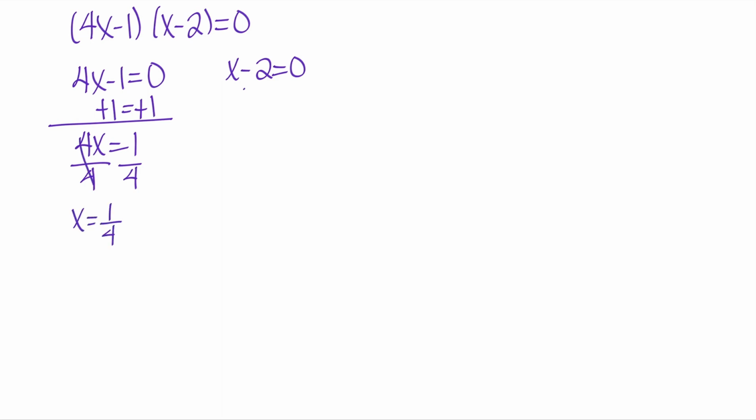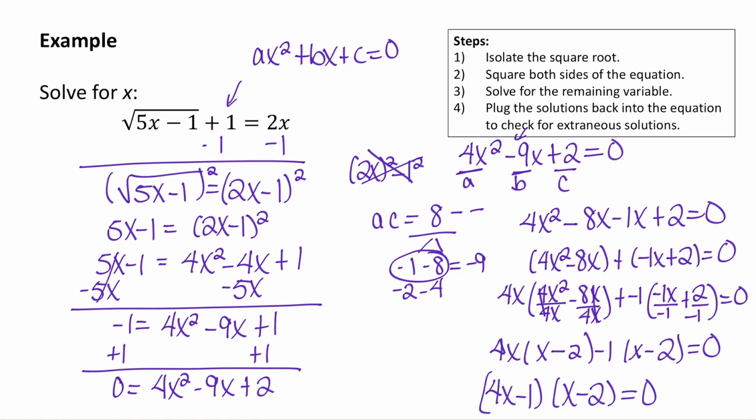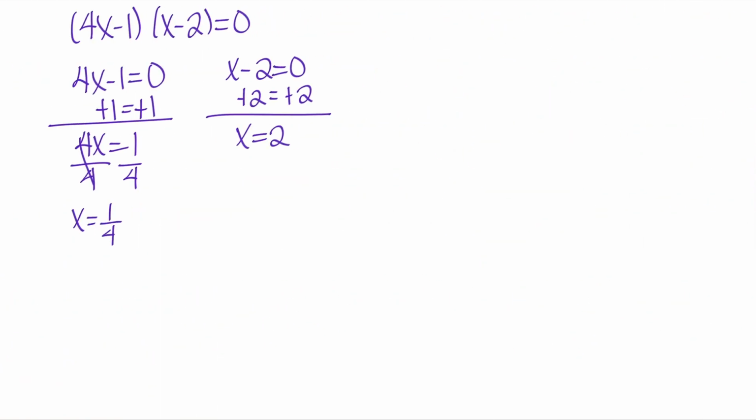x minus 2 equals 0 means I'm going to add 2 to both sides. So I get x equals 2. And so now I need to check both of my solutions, right? I want to check for any extraneous solutions. So I'm going to go back to this square root of 5x minus 1 plus 1 equals 2x, and I'm going to plug in my solutions.